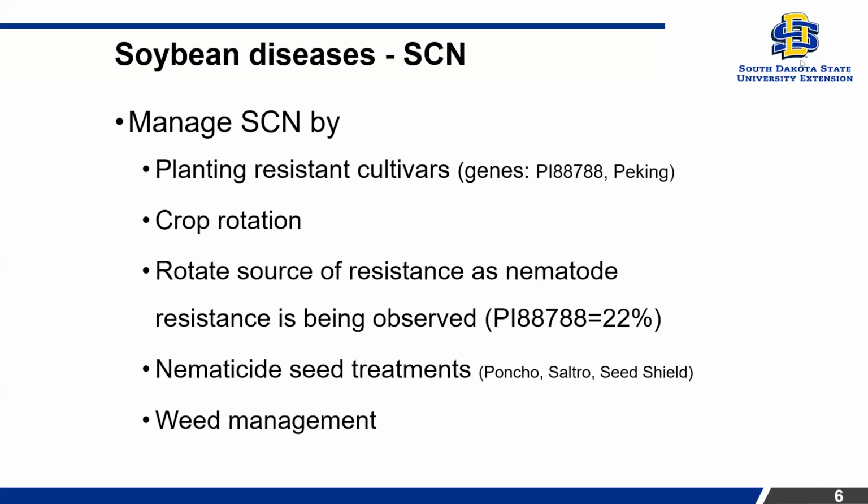So, management of SCN, there are several different options out there. There are resistant cultivars. Again, there's that PI 88788, and then there's also Peking. We do highly recommend that you consider rotating these resistance genes. Plant with Peking one year, plant with a susceptible or a non-host crop such as small grains the next time, and then use the different resistance gene the next year. That will help reduce these numbers.